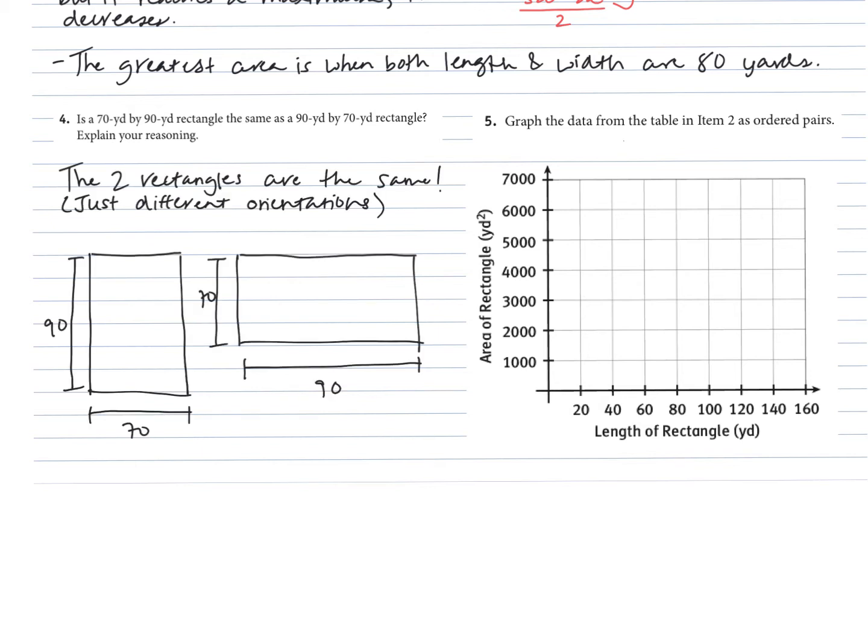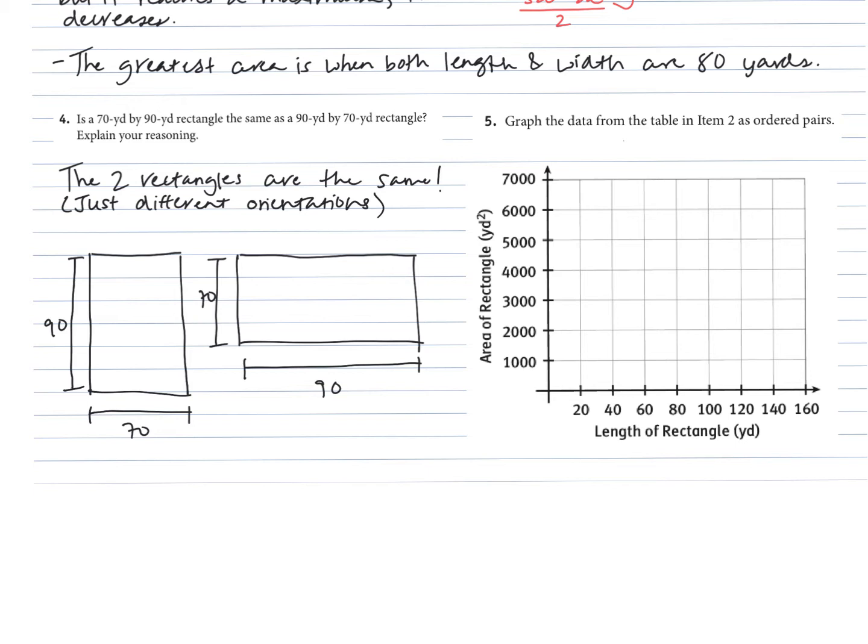All right, so just like we talked about before, we know that the two rectangles will be the same. We just have different orientations. So I kind of drew a picture for us. If we have one side times the other and it's the same numbers, maybe it's just turned in a different direction, but they will end up having that exact same area.